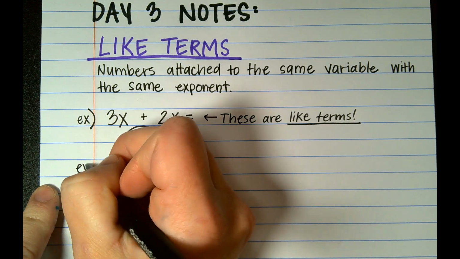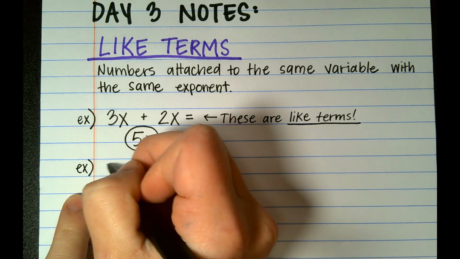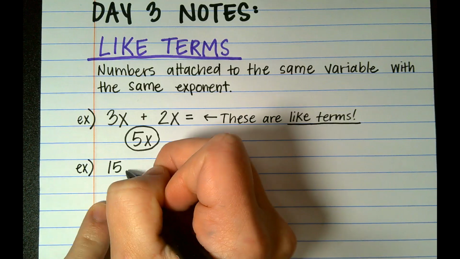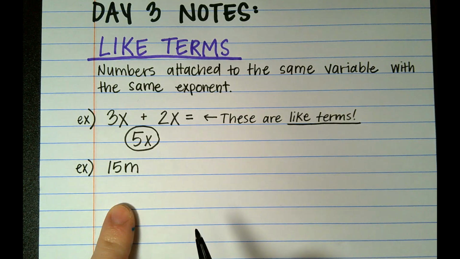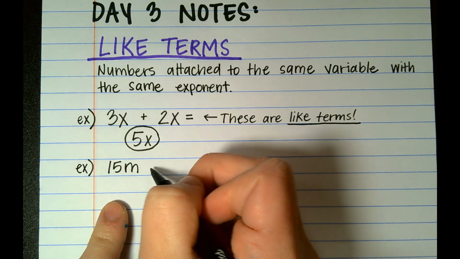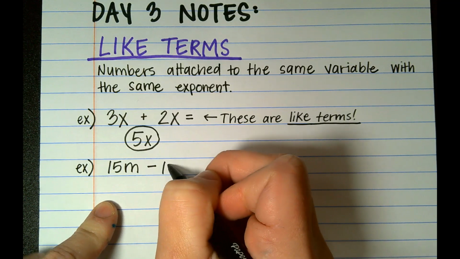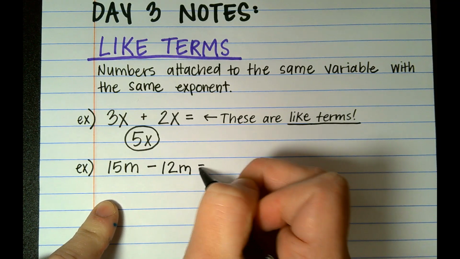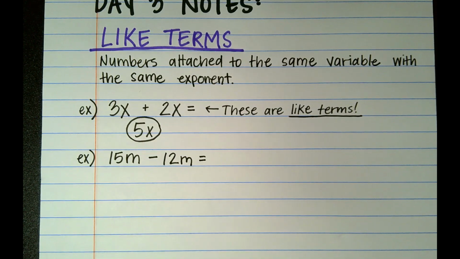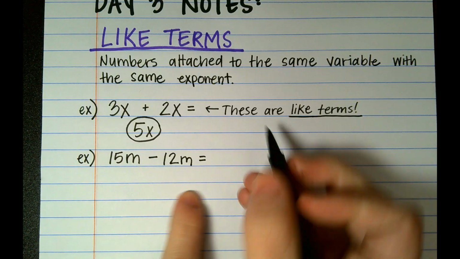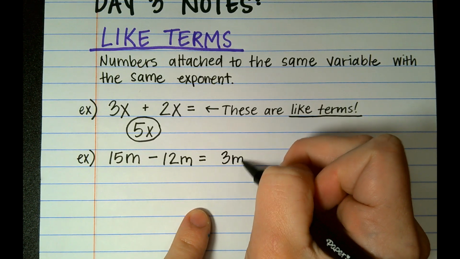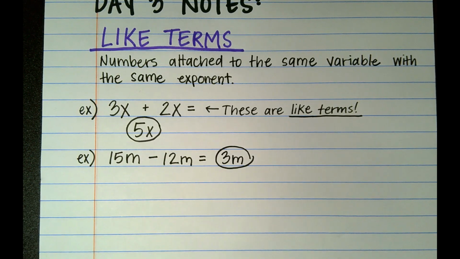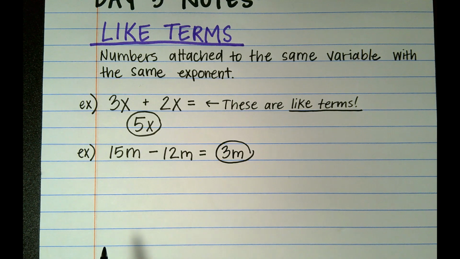So what about, for example, I gave you 15m. Any letter can be a variable. 15m minus 12m. You said they're both the same. They have the same term, so we subtract. Yes, all we gotta do is subtract. They have the same variable. Right. 3m. Yes, that would be our answer. And that's not bad. That's not bad at all.